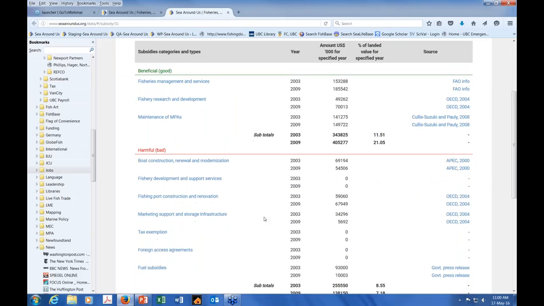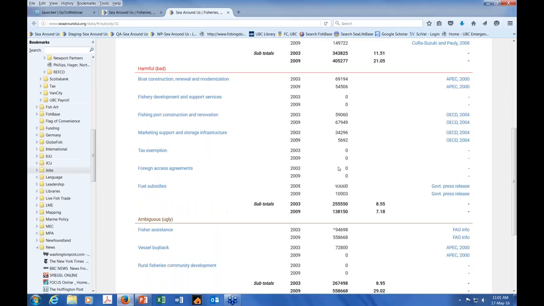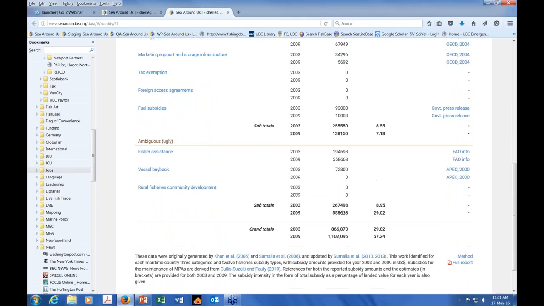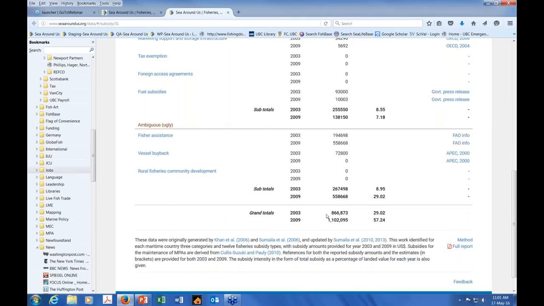So, Eastern Canada, the sources are FAO, OECD, OECD, OECD, so an APEC. So there are the subsidies for both the early 2000s and late 2000s in thousands of US dollars. These are the beneficial, these are what are deemed harmful, these are what are deemed ambiguous. And the grand total is here, so that's $1 billion in 2009, and $860 million in the year. Sorry, that's $1 billion.